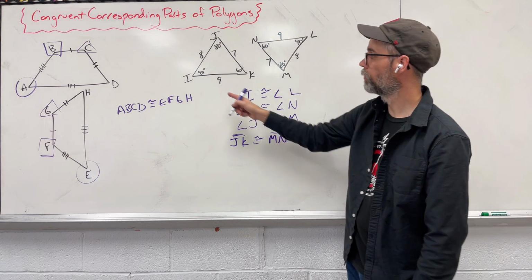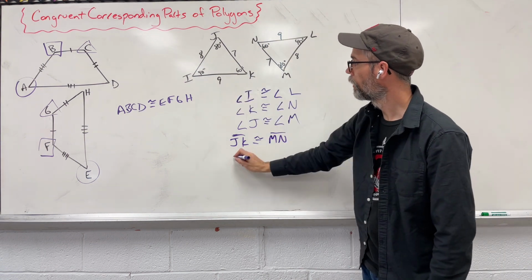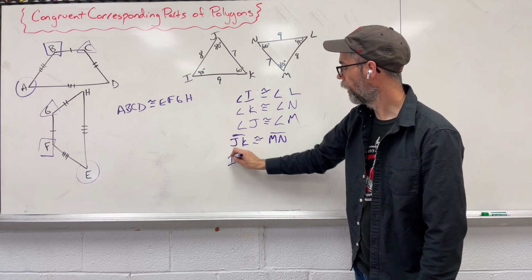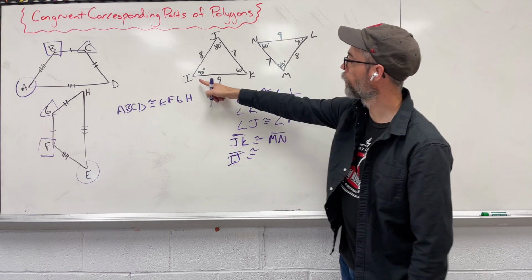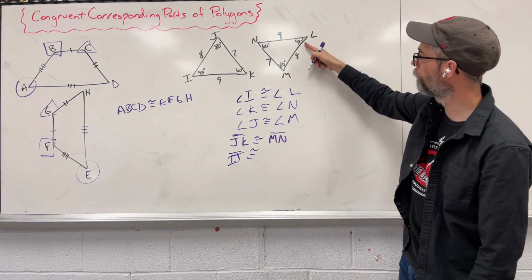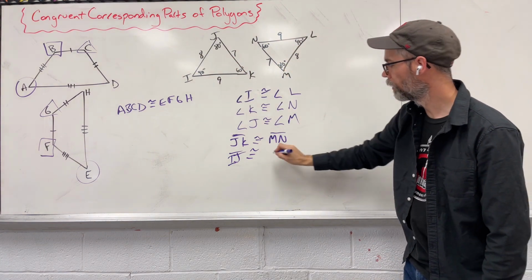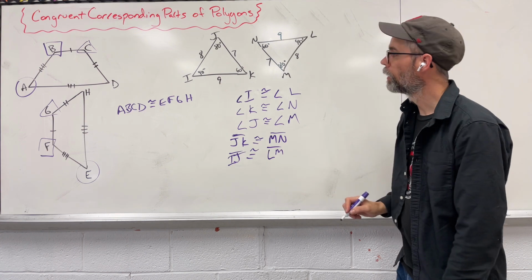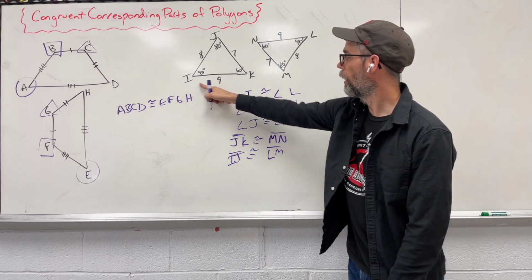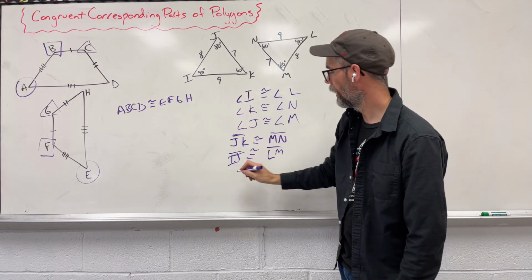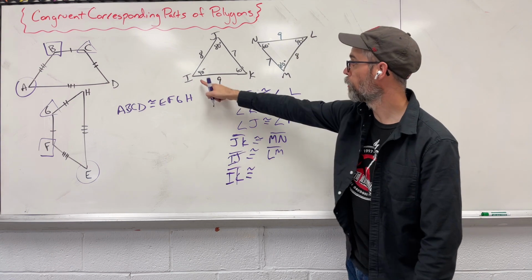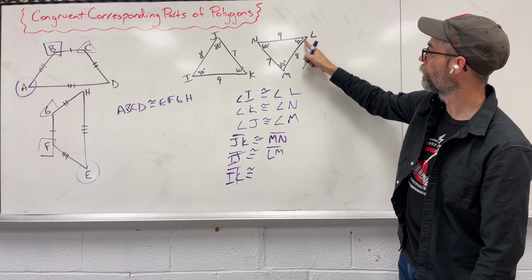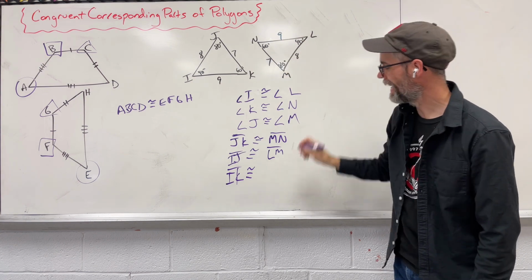Let's go to 8, I guess. So IJ is congruent to, and we went from 40 to 80. Let's go from 40 to 80, LM. And last, the side with 9, IK is congruent to, we went from 40 to 60. Let's go from 40 to 60, LN.